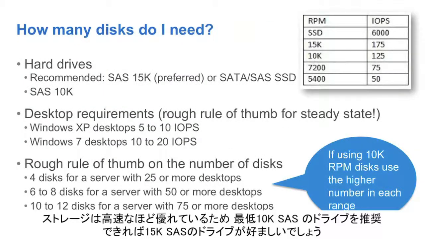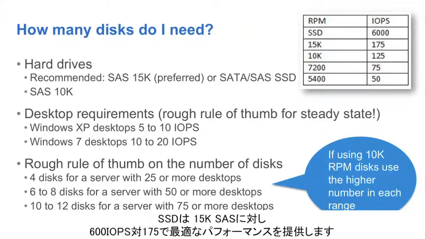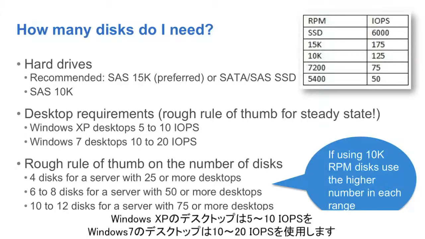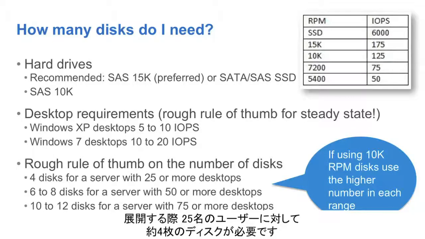When considering storage, the faster the better. We recommend at least 10K SAS drives, with 15K SAS drives preferred. SSDs provide the best performance, with 6,000 IOPS versus 175 for a 15K SAS drive. Windows XP desktops will use 5 to 10 IOPS, and Windows 7 desktops will use between 10 and 20. You will need roughly 4 disks for every 25 users in your deployment.